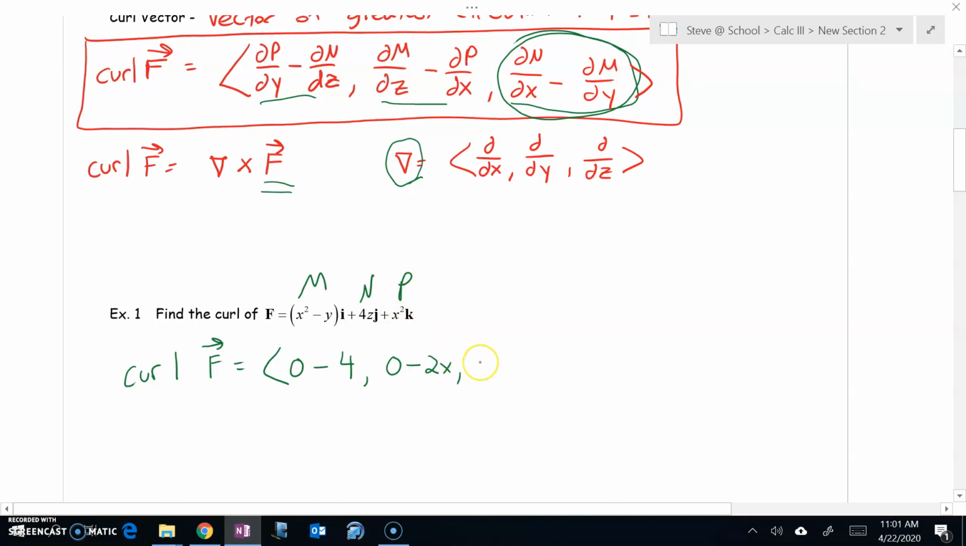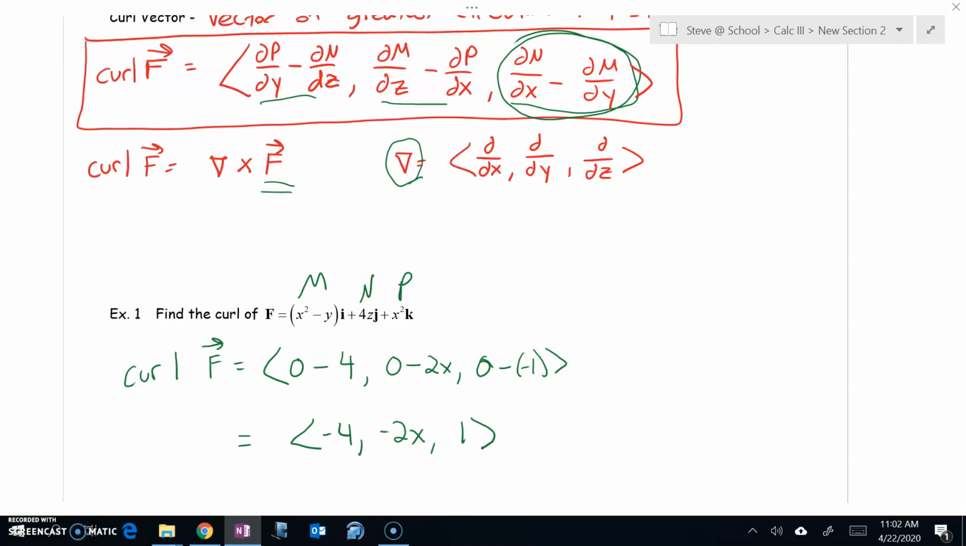And then finally, we're going to do the K component of curl. Sorry, and it's dN/dx. Okay, and that would be 0. Minus, and then we have dM/dy, which is a -1. So therefore, the curl of this field is -4. This vector represents the curl, -2x, 1. Okay, that's how you find the curl. Alright, so we're going to use that later. Again, that's just the beginning part.